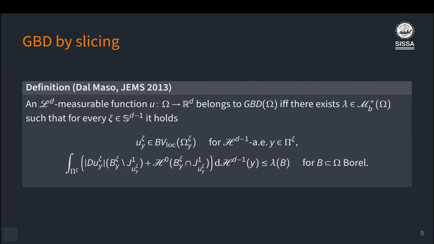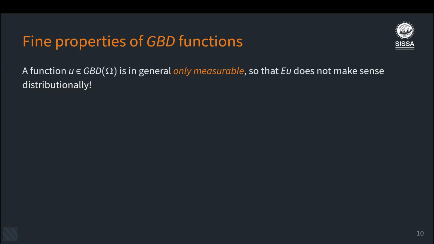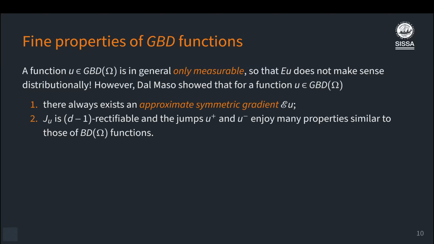So we have this very weak space in principle, and we introduced it to study Griffith-type functionals, right? We would like to know that we can study Griffith functionals. So we have to be able to give a sense to the evaluation of Griffith functionals on GBD functions. Thankfully, Dal Maso was able to prove in the original paper that even though you cannot consider Eu, because our function is just measurable, so you cannot take distributional derivatives.